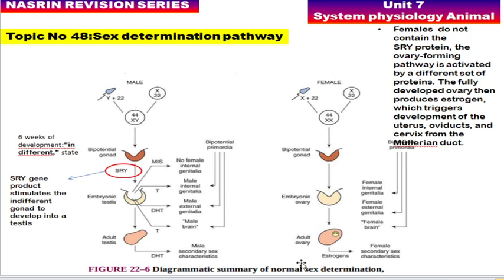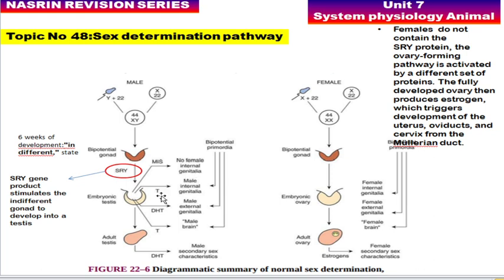This is a diagrammatic summary of normal sex determination. This is the male pathway and this is the female pathway. In the male there is the presence of the SRY gene, and the SRY gene product will stimulate the indifferent gonad to develop into testis. From this, the embryonic testis will produce Mullerian inhibiting hormone, or anti-Mullerian hormone, which will cause degeneration of the Mullerian duct, so no female internal genitalia will be formed.